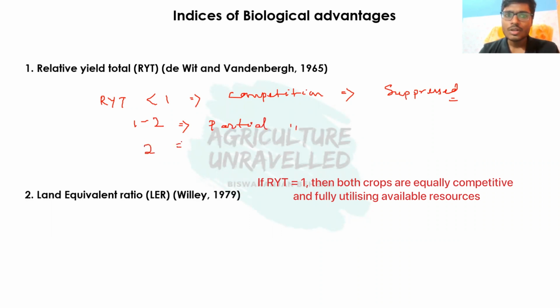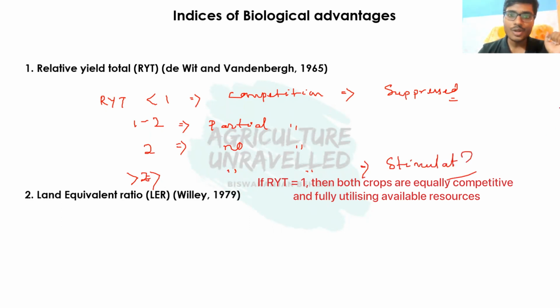And if it is 2, then there is no competition between these two crops and the resources are fully utilized. And if it is more than 2, then it indicates that the two crops are not competing with each other and there is a stimulating effect of growing these two crops together. Okay, so here no competition, but there is also a stimulation effect.